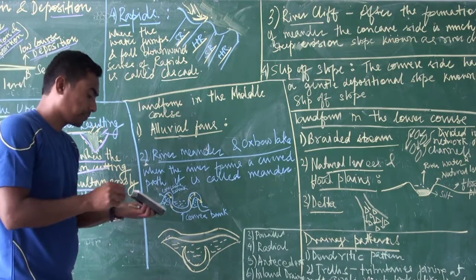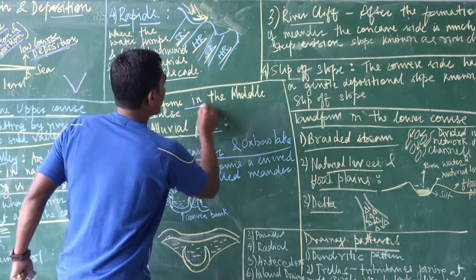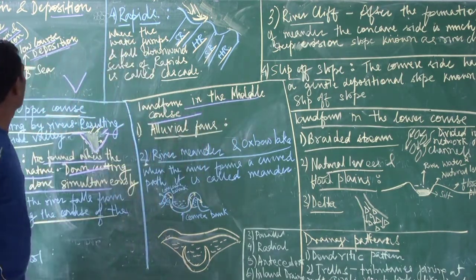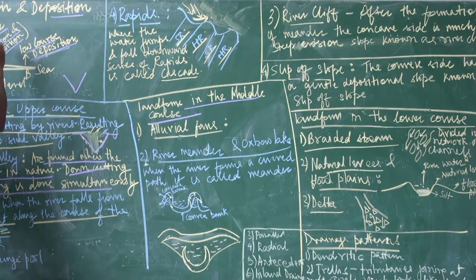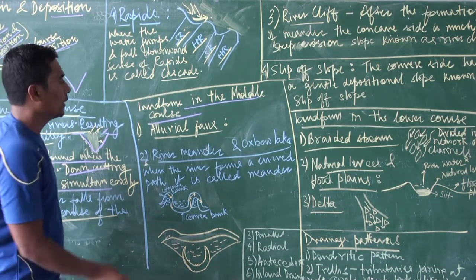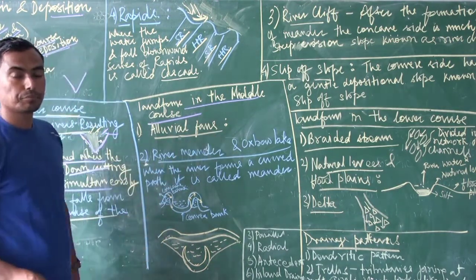Next, landforms in the middle course of the river. The first one is the alluvial fan.